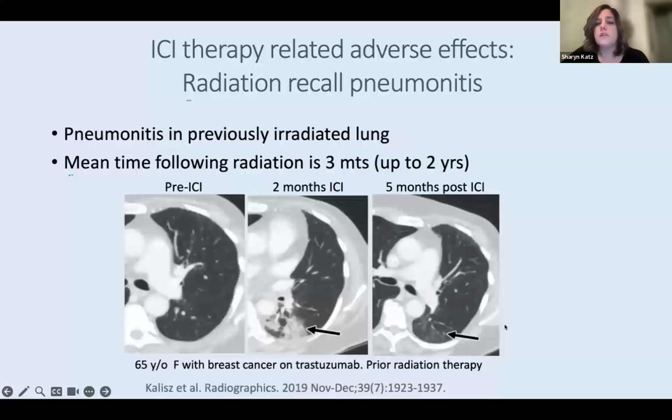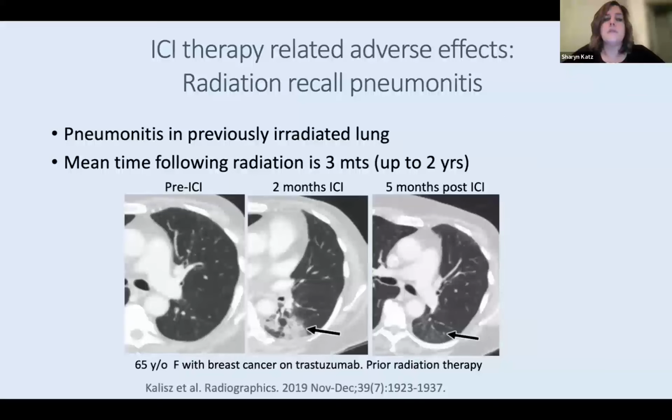The other pattern that we see, that you can see with other therapies, is recall pneumonitis, and that's where you've had radiation in the past, and then you get on immunotherapy, and there is new pneumonitis in the zone of previously irradiated lung. And we see that not infrequently.